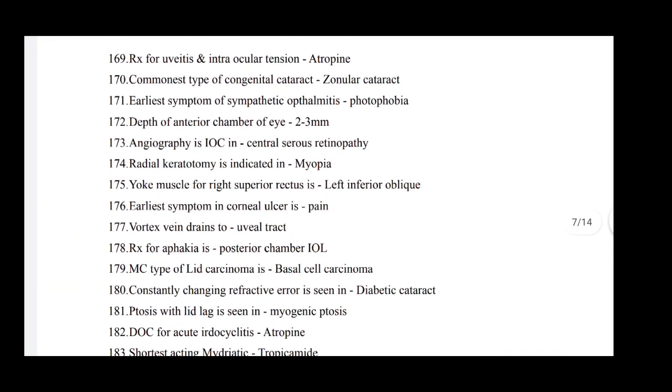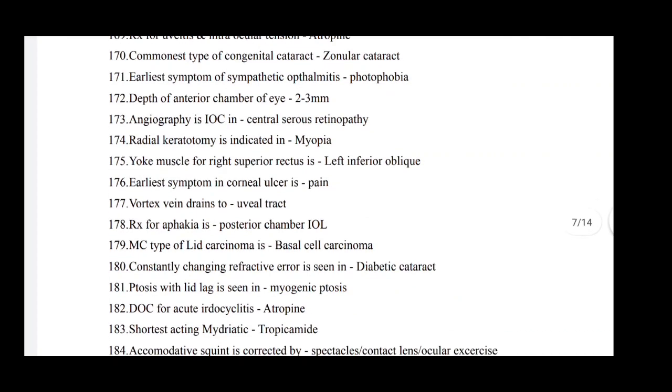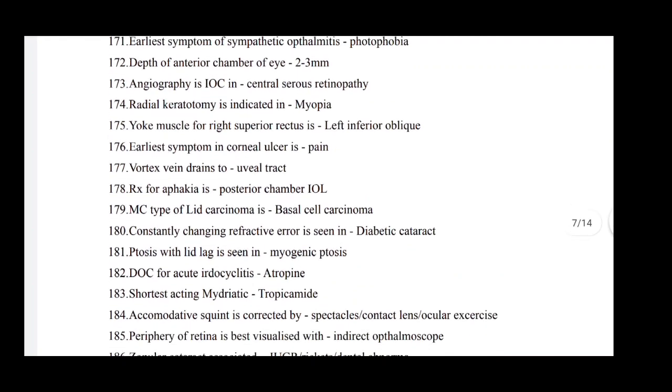Treatment of uveitis with raised intraocular tension is atropine. The commonest type of congenital cataract is zonular cataract. The earliest symptom of sympathetic ophthalmitis is photophobia. The depth of the anterior chamber of the eye is 2 to 3 mm. Angiography is the investigation of choice in central serous retinopathy. Radial keratotomy is indicated in myopia.